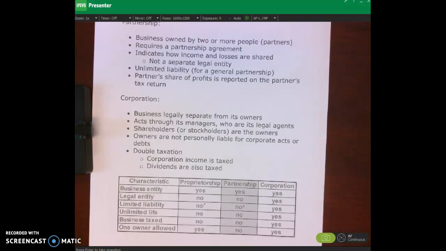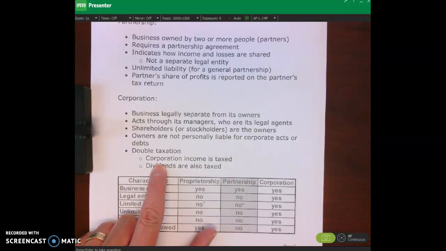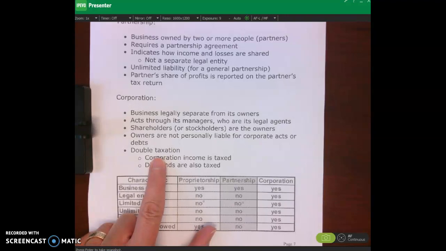Here's the thing. If I'm an owner of Apple, the corporation that I'm part owner of has to pay taxes on its corporate profits. But I also get a dividend from Apple. I have to report that dividend on my personal tax return. So then that is taxed as well. So there's double taxation. That's what this is talking about.